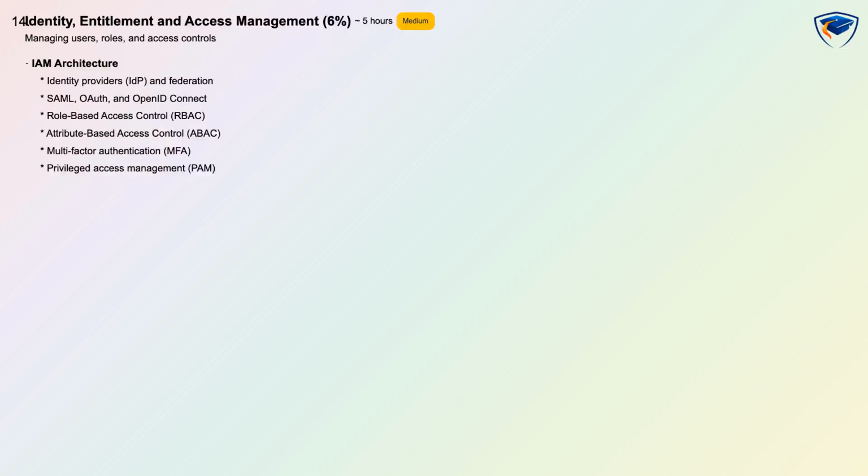Identity, entitlement and access management is 6%, medium difficulty, about 5 hours of study, and scenario-based. You will learn IAM architecture including identity providers and federation, SAML, OAuth and OpenID Connect, RBAC and ABAC models, multi-factor authentication, and privileged access management. The domain shows how to design access controls and manage entitlements across cloud services.